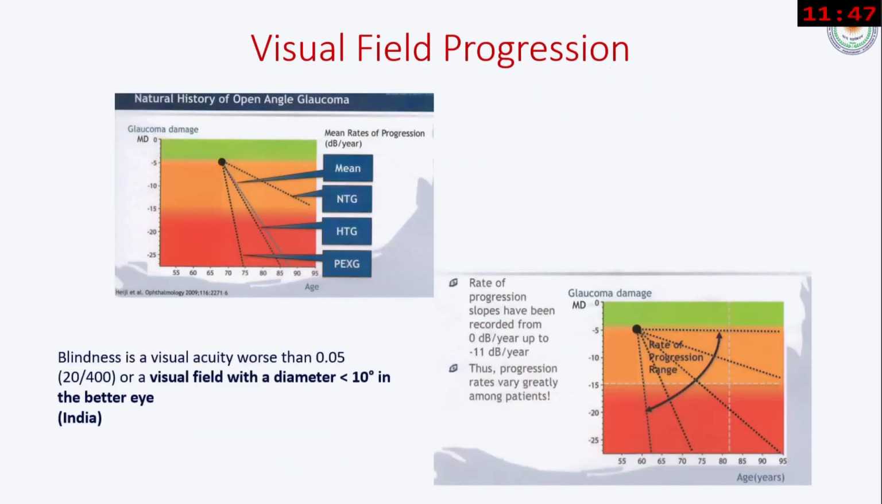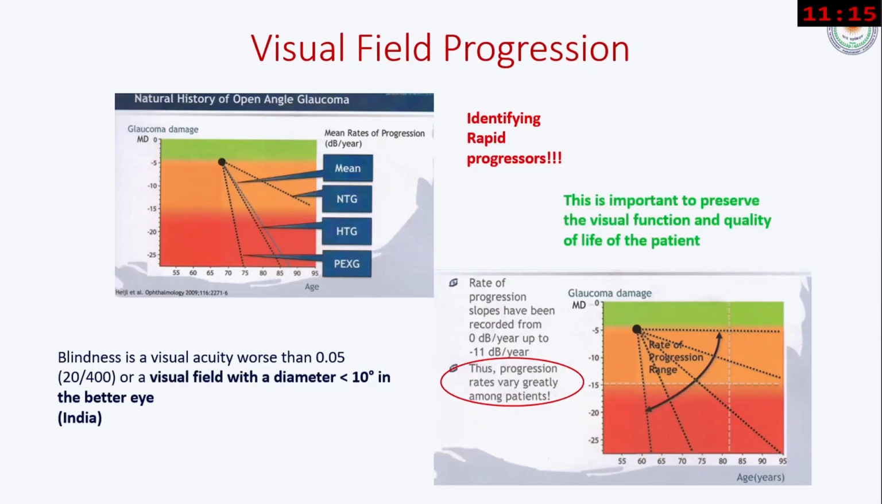Now, visual field progression: there is actually a blindness criteria which includes visual field as one of the criteria. This is the Indian criteria, where a visual field with a diameter of less than 10% in the better eye is part of the blindness definition. It is important to remember that progression rates vary greatly among patients, and the whole thrust of progression analysis is to detect rapid progressors. This is important to preserve the visual function and quality of life of the patients.